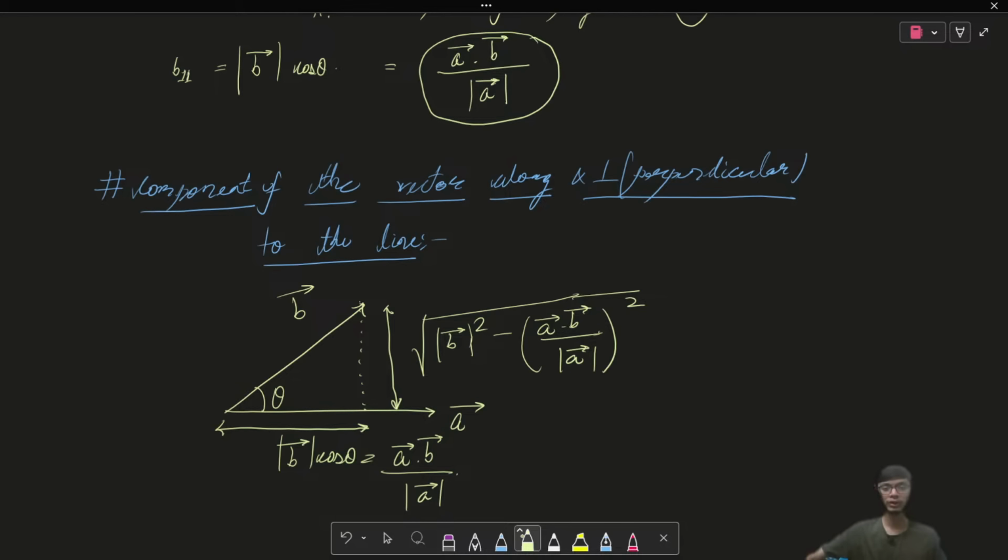Right. Now, with this component, if I am interested in finding what my vector will be in the direction parallel to this A vector, and what my vector will be in the direction perpendicular to this vector, right?